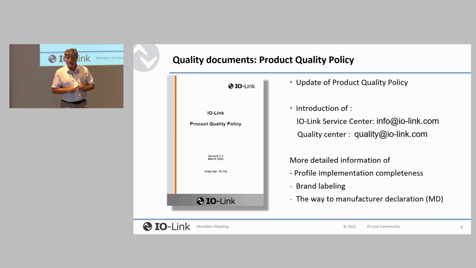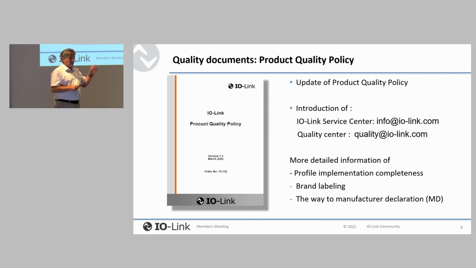One is the IO-Link Service Center. There is an email address called info@iolink.com. And what is really new, a quality center, which has the email address quality@iolink.com. So if there are any issues related to quality, then everybody can report this by dropping an email to quality@iolink.com. So we are aware and want to deal with these quality issues if they arise.